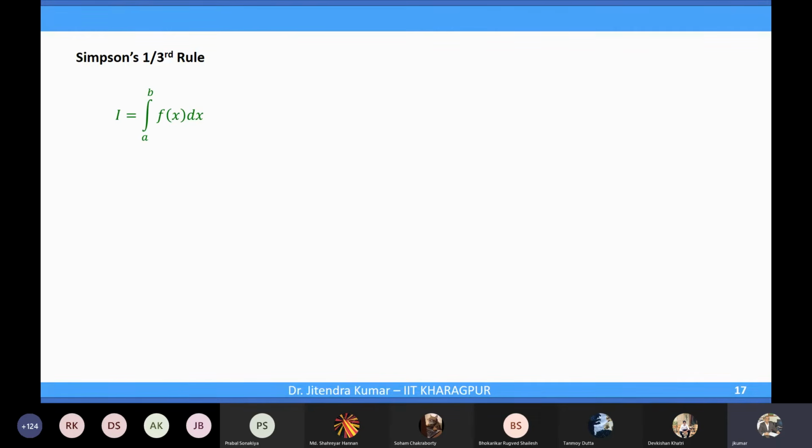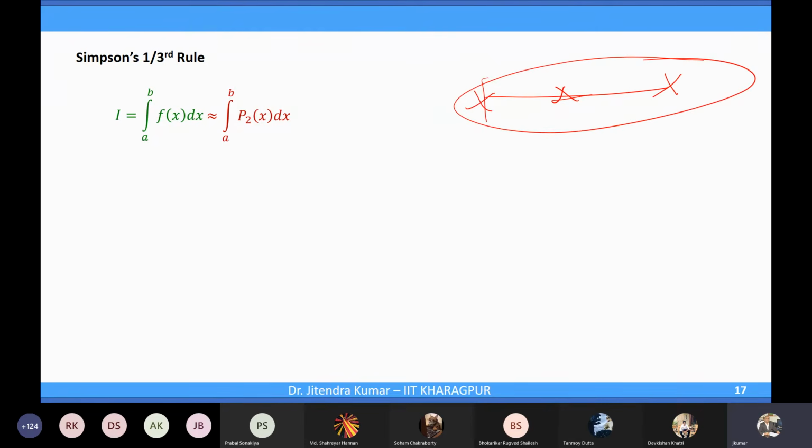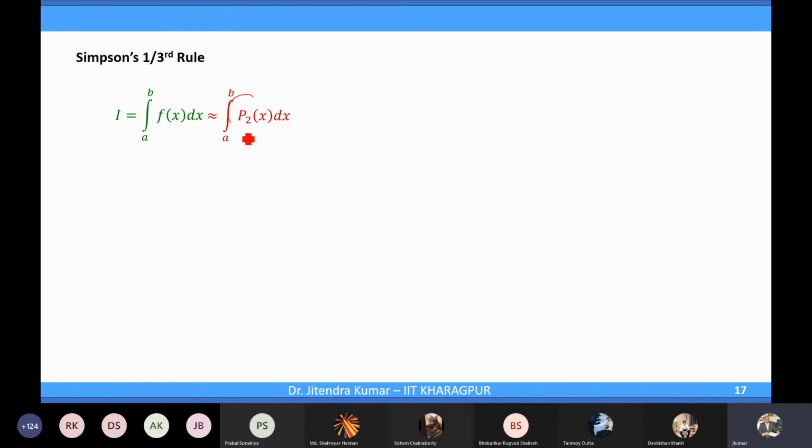Similarly with the Simpson's one-third rule also, and we will teach only these two, Simpson's and trapezoidal. Simpson's is just an extension. Instead of taking P1, you take P2, a polynomial of degree 2. And for a polynomial of degree 2, how many points do you need? You need 3 points, right? Earlier we were using only 2 points, but now we will use 3 points, because we want to fit by a polynomial of degree 2.